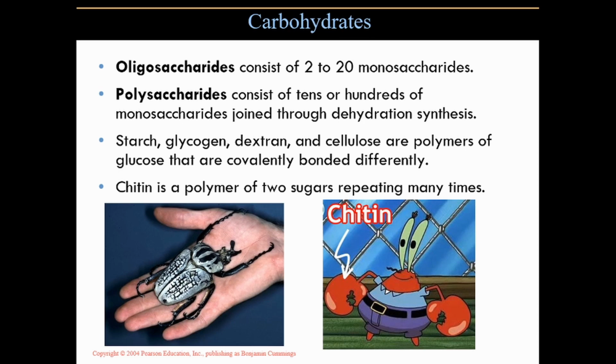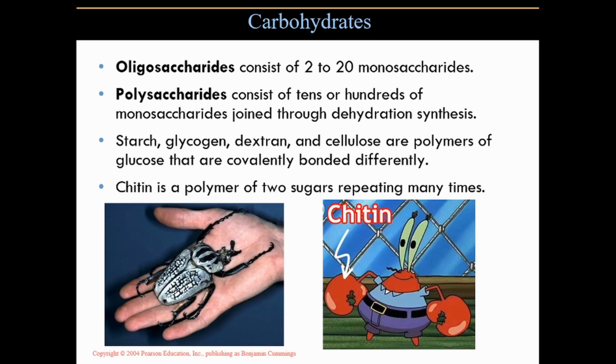Some examples of polysaccharides are starch, glycogen, dextran, which forms a polysaccharide that forms dental decay and bacteria can grow in on our teeth, and cellulose within plants. Those are all polymers of glucose that are covalently bonded together in different ways. They could be straight linear chains, or sometimes they're branching. Chitin is found in the exoskeleton of insects, like this Goliath beetle on the left, or in Mr. Crab, who's got chitin in his exoskeleton. They're made of two sugars repeating many times over and over again. So these carbs can be joined together in a variety of different ways.